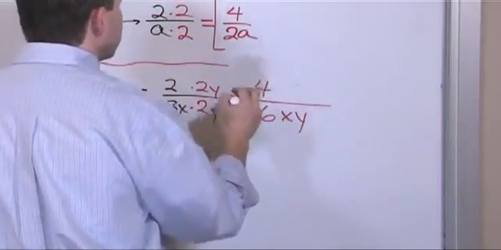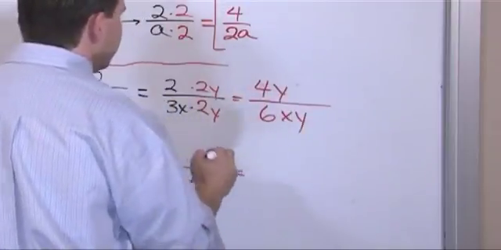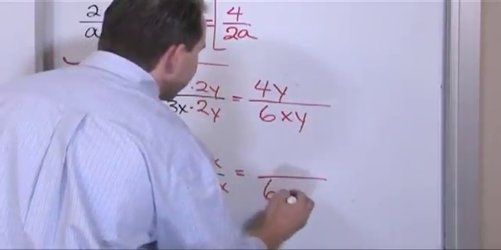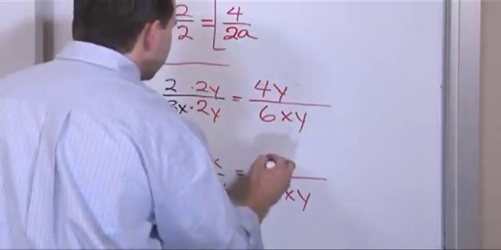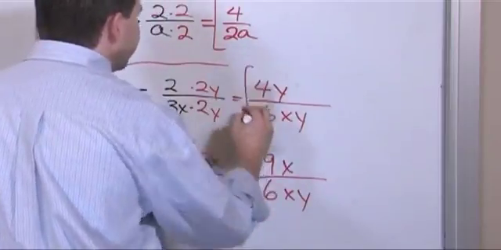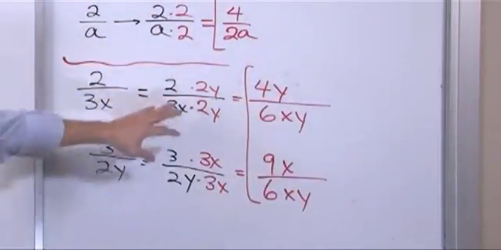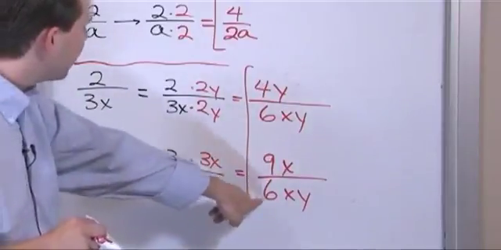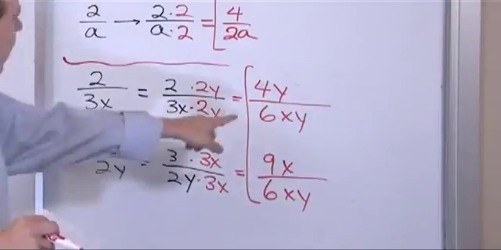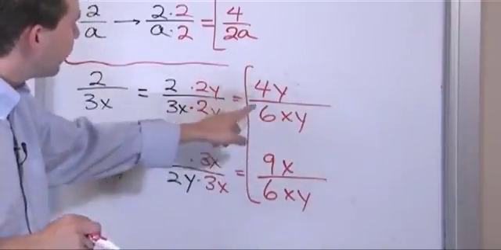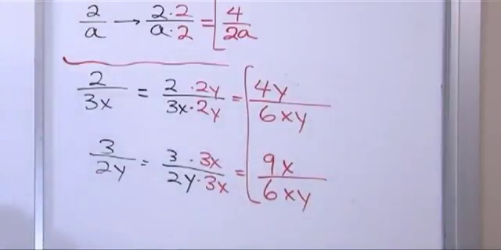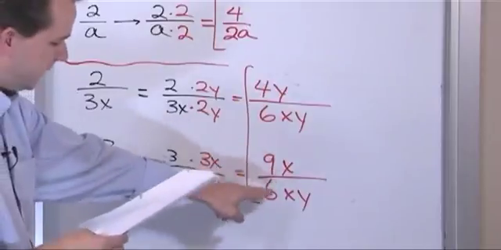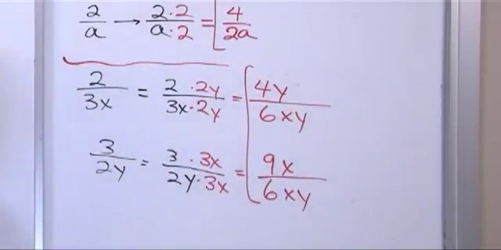2 times 2 is 4, and then you have your y sitting out here. And then over on the bottom, 3 times 2 is 6, x times y is xy, 3 times 3 is 9 times x. So here we go. And I know we haven't gotten into a lot of multiplication and things with letters and numbers in there yet, but I'm just giving you a preview. Multiply the numbers, the letters stay multiplied also, but you can't do anything more here. Now you have two denominators that are the same. The numerators are 4y over 6xy and 9x over 6xy. And that's going to be your two common denominators.